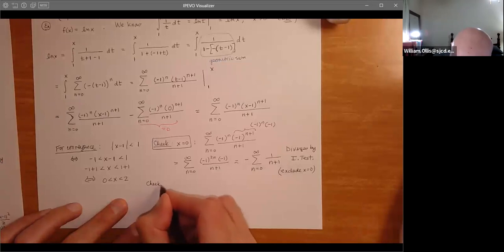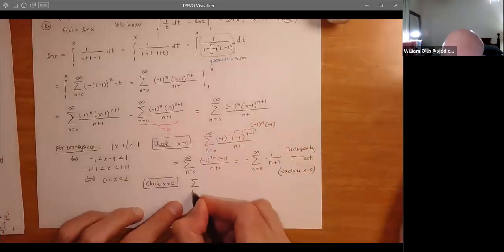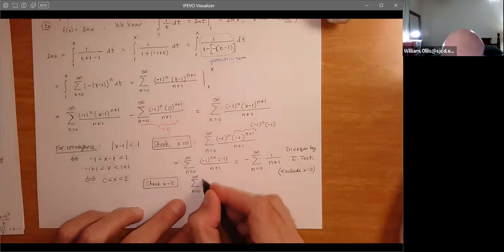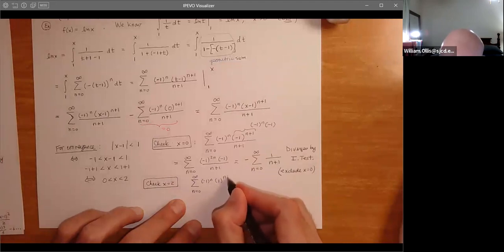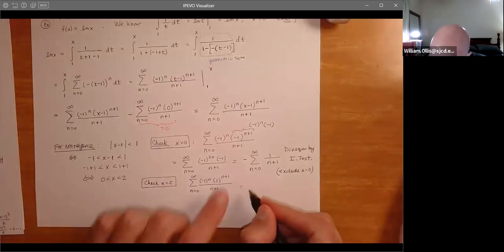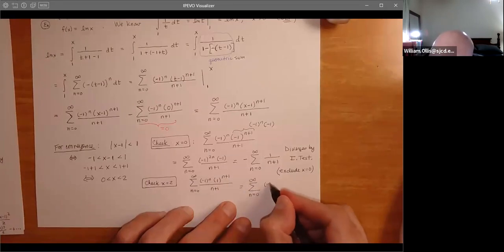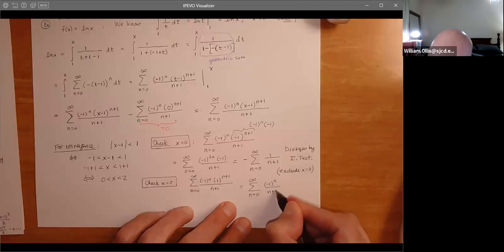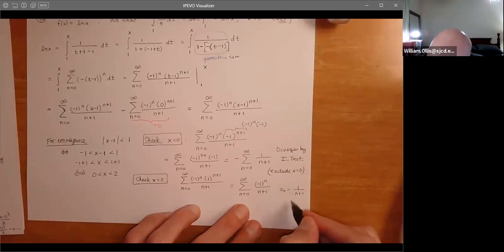Let's check x equals 2. So let's go back to our series right up here. So we have the sum from n equals 0 to infinity, negative 1 to the n. Now, of course, 2 minus 1 is just 1. We love 1 to any power here, as long as it's not indeterminate, we're fine. So that's just a 1. So now we see we get an alternating series. So we get negative 1 to the n over n plus 1. And of course, now, if we let a sub n equal 1 over n plus 1, we get, again, this approaches 0, and this is non-increasing.